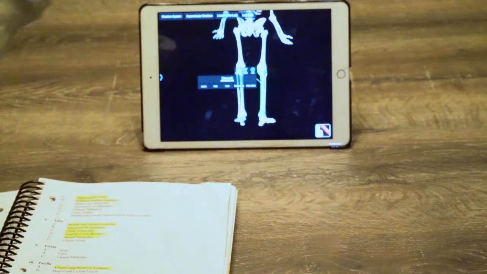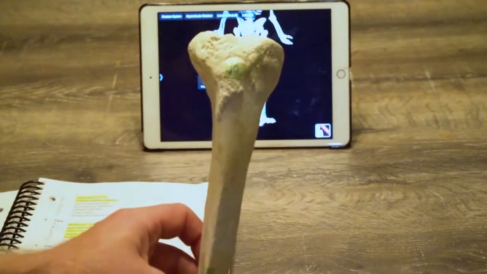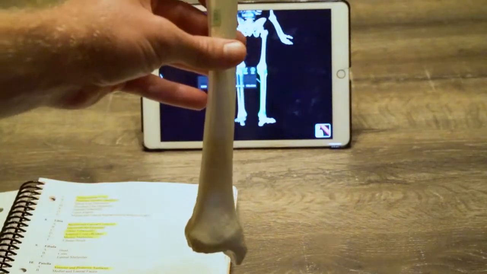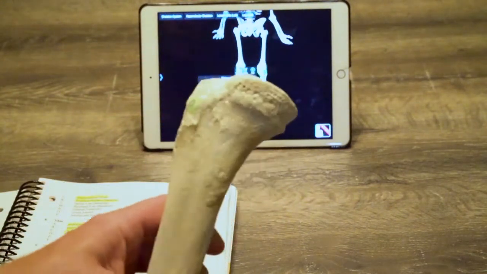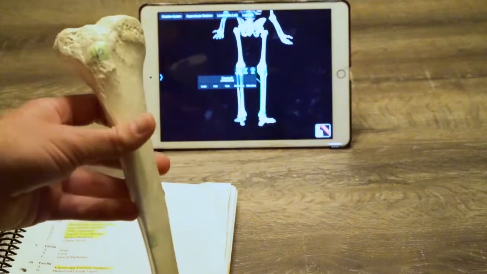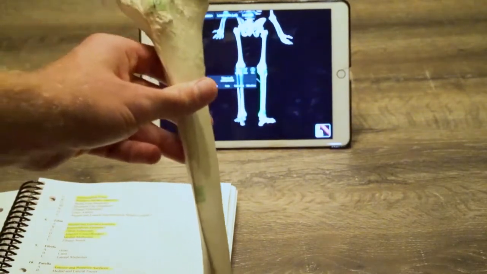All right, I'm going to start with the tibia because there's more going on there and there's more structures you need to know than there is with the fibula. All right, so first things first, we got to figure out if you have right or left tibia.